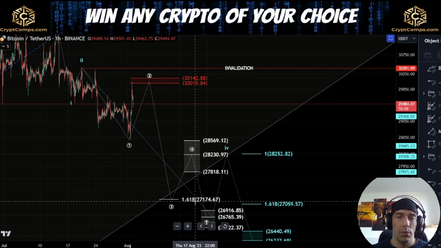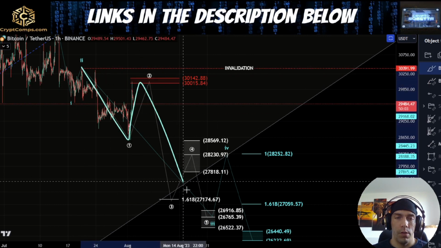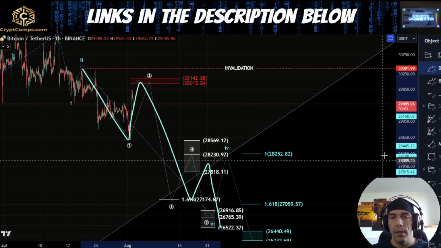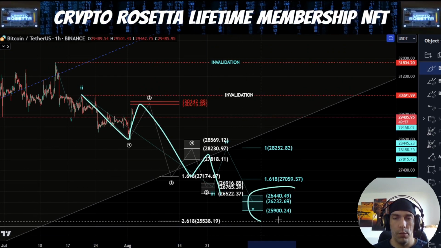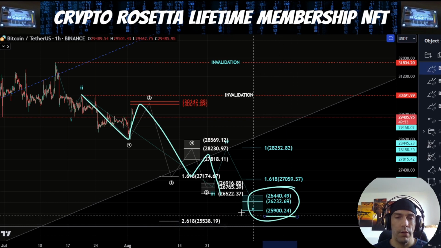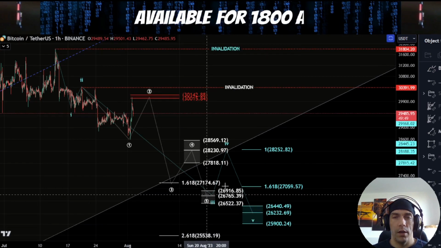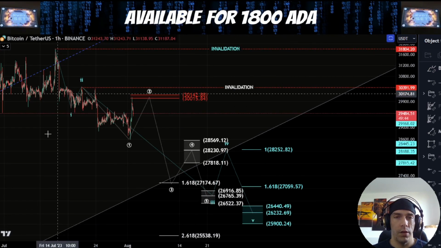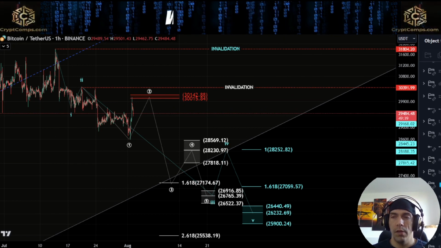27,174 as a possible target for a 3rd wave, where effectively this becomes 1, 2, 3, we get 4 and 5. And then what we'd be looking for is the possibility of an additional fourth and a fifth, looking to bring us back down into this 26,440 to this 25,900 level. So this would be important here because this would align with that idea of the bigger C wave to the downside. So we need to be on the lookout for this potential here where we could see this price start to break down.